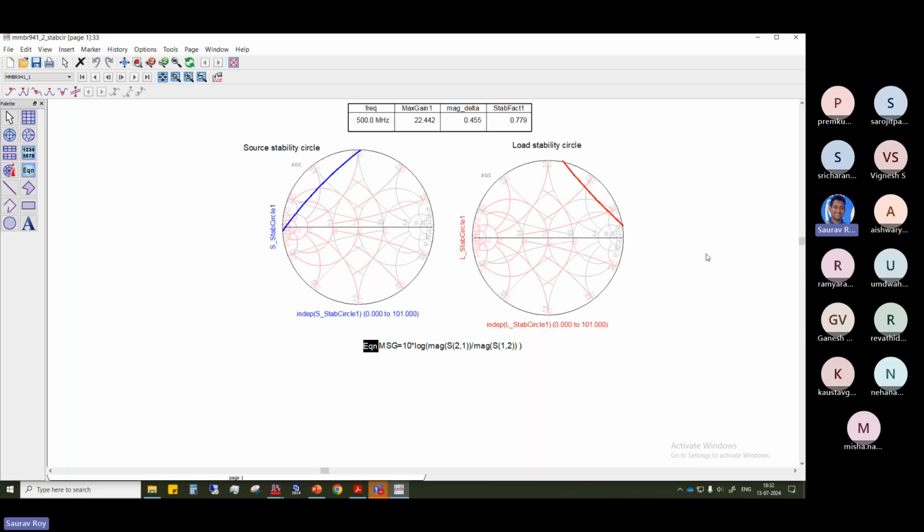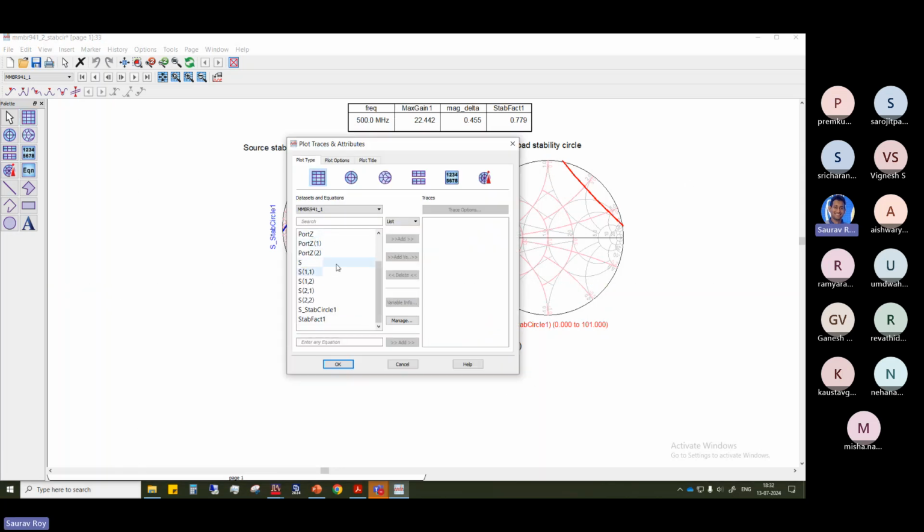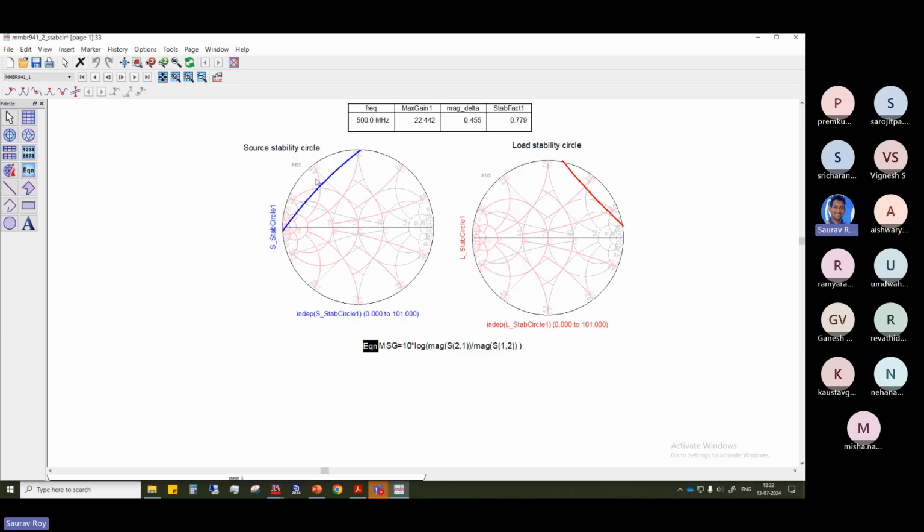And one important thing, these equations, like the MSG, maximum stable gain, you can calculate here. Generally you draw these S parameters here. Similarly, you have an equations tab here. So you can write your own equation and it will be calculated and shown in this plot. Okay, so now that it is not stable, what can we do?